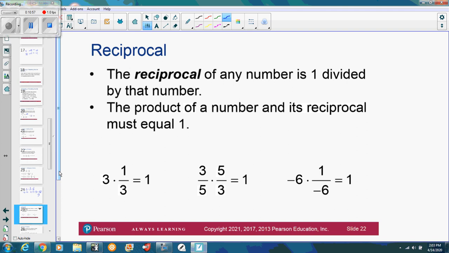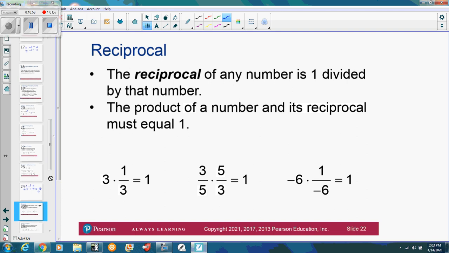When you divide, you use what's called the reciprocal. So the reciprocal means that it's flipped over. So if you have 3, you flip it over to 1/3. 3/5, this is the reciprocal, 5/3. -6 is -1/6. It doesn't matter where you put the negative, but you're just flipping it over. That's what the reciprocal means, and that's what you use in dividing.